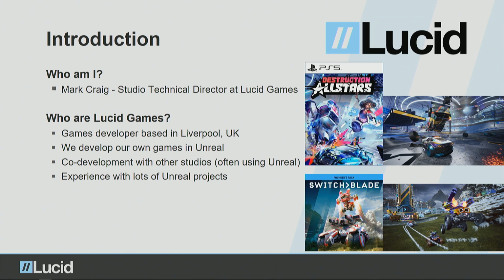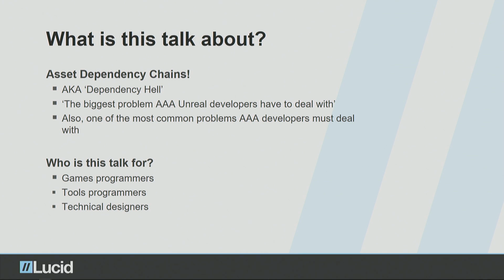That's quite relevant to what I'm going to talk about today, because what I'm going to talk about is one of my favorite subjects, and it's something I don't think people talk about enough. And it's asset dependency chains. It has various other terms that people give it, dependency hell. I've heard people say it's the biggest problem that AAA developers have to deal with during the lifetime of a project. And it's also one of the most common problems that people have to deal with, at least in my experience anyway. This talk is mainly for technical people, so programmers, tools programmers, and people that work with blueprints.